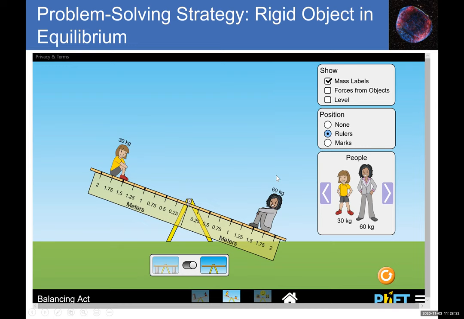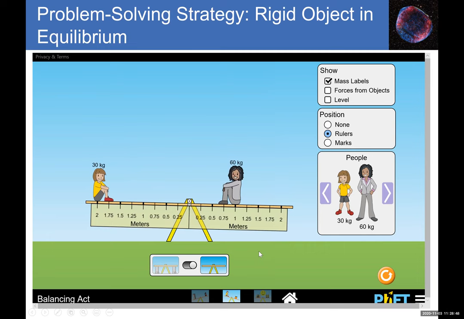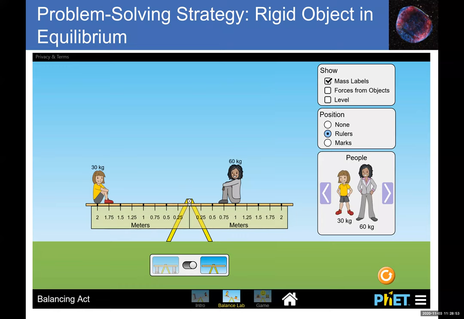But here's the thing. If I move this person further and this person closer, you can actually find the balance. Why? Because what we have here is, let's say, D1. This is M1, person one, which gives us weight one. And this person gives us weight two, and this is D2. So the net torque equals torque one, which is positive, minus torque two, which is negative. So this is weight one times D1, minus weight two times D2.